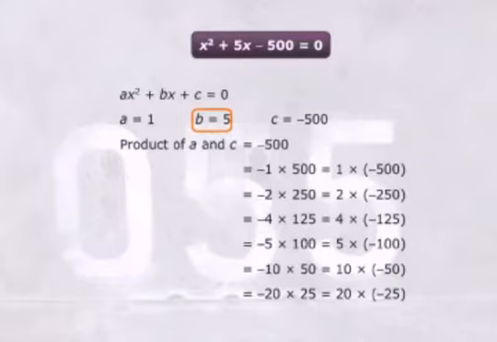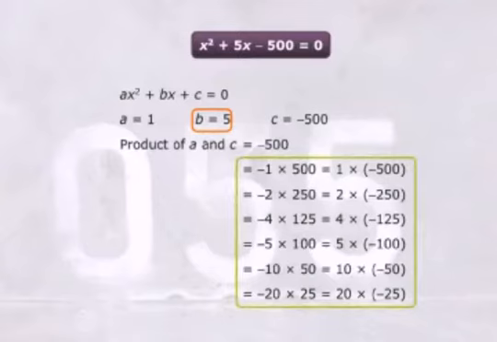Now what we need to do is, we need to choose that factor pair, the sum of whose terms will give us 5. That is the value of b. Okay? So what we are trying to do is get two numbers whose product equals the value of ac and whose sum equals the value of b. So let's look at the factor pairs.